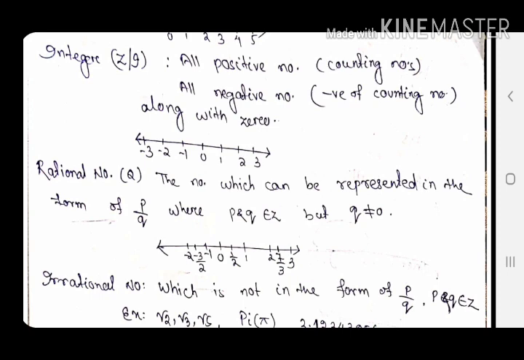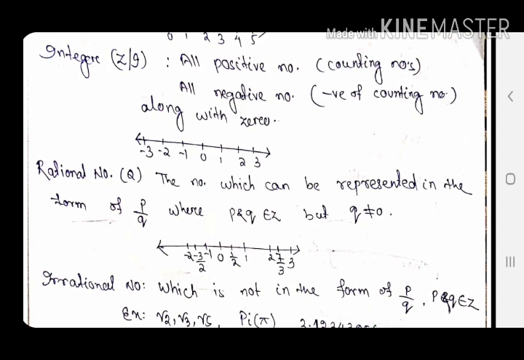And the next number system is rational number. That is the first topic of your class 8, which you have discussed in detail. So a rational number is something which we can represent in the form of p by q, where p and q belong to Z.